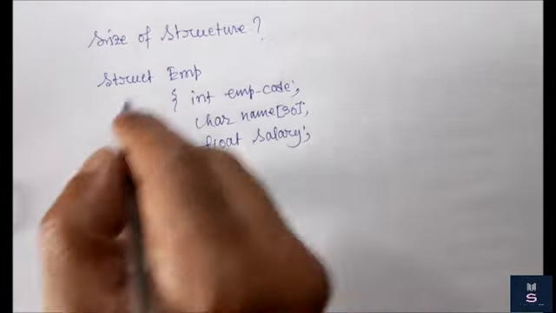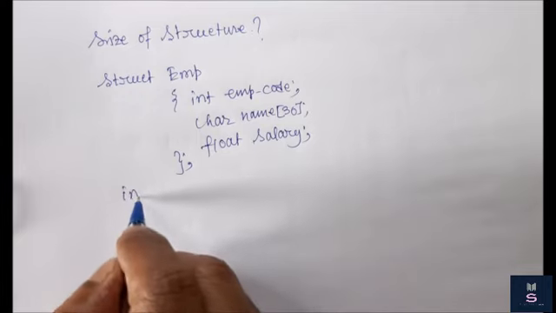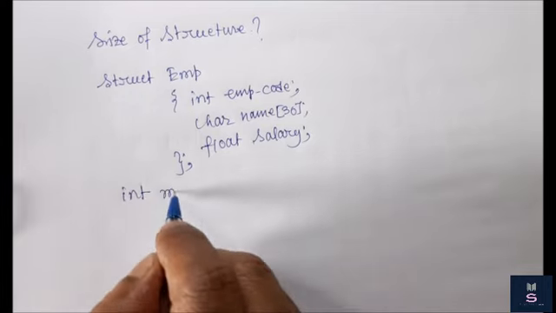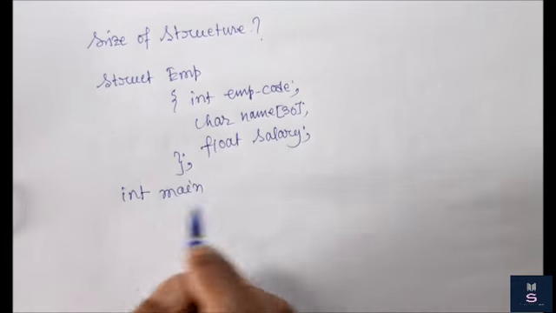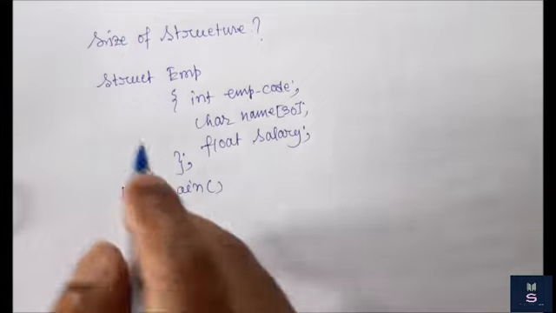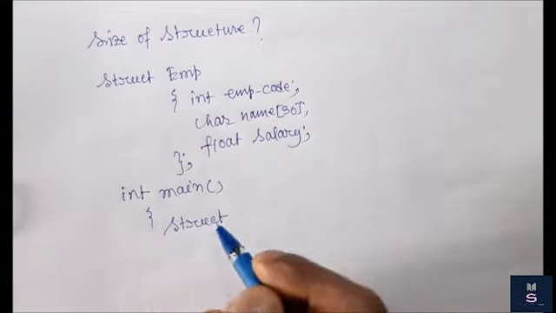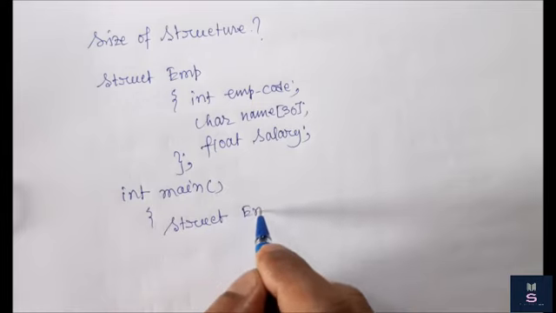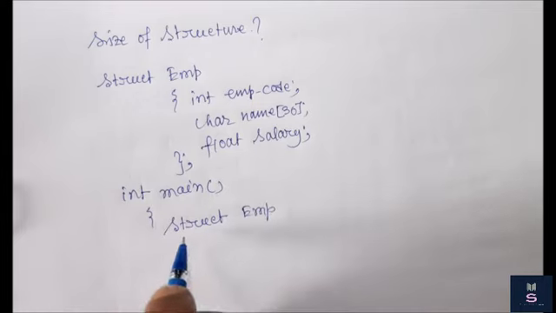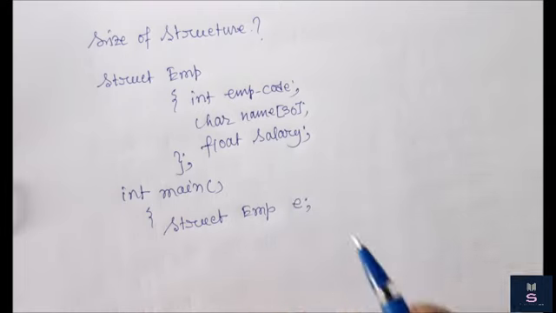So, this is an outside declaration. That is, it is a global declaration, and within the main function I want to access it. So, int main, so struct, this is the struct keyword, then employee is the name of the structure. So, struct employee, then for example, e is a structure variable.